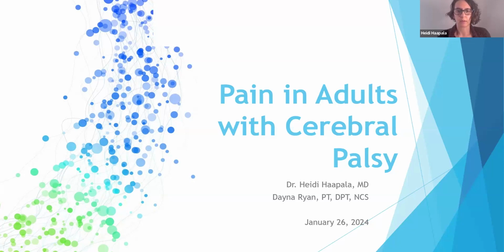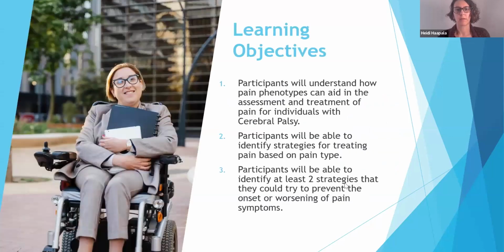So today, some of our objectives are to talk about how pain phenotypes can aid in assessment and treatment of pain, and then identify strategies for treating pain based on what type of pain is present. And then identify at least 2 strategies that could prevent the onset or worsening of pain symptoms. Some of these words may be bigger words, but we'll go over some of the definitions as we go along.